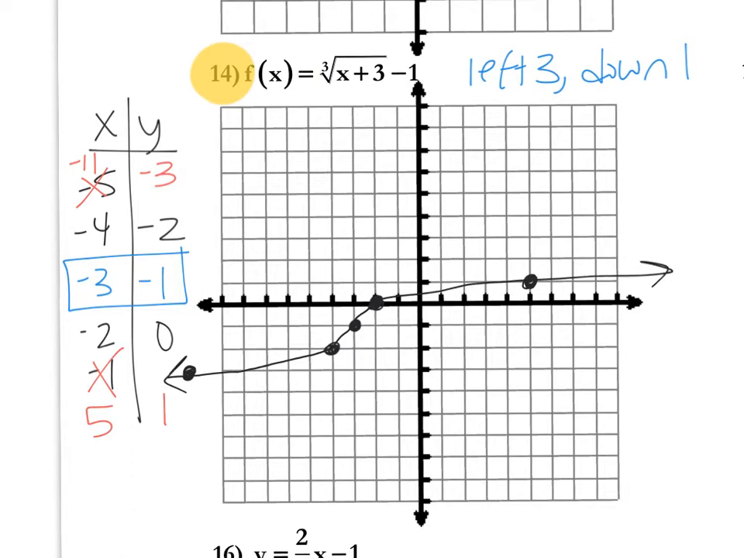So always, you guys, start the T-chart or put your first point wherever the shift is. Left 3, down 1, right here. Center of the graph. It might be a vertex if it's a V or a parabola. It might be the head of the sprinkler. In this case, it's the center of our snake.